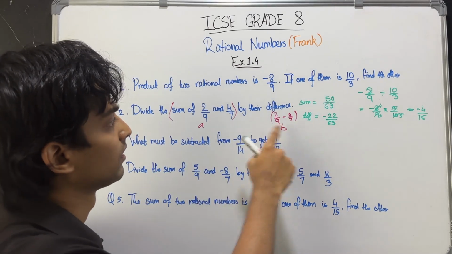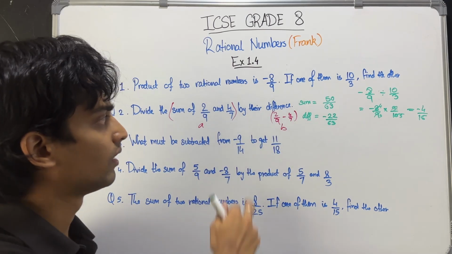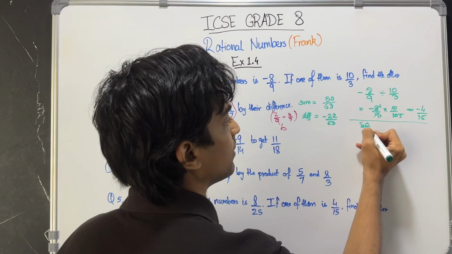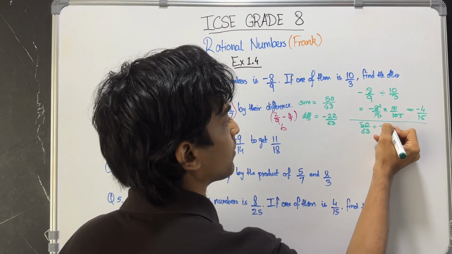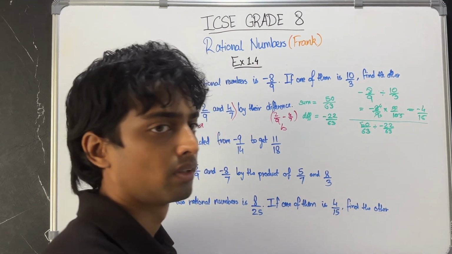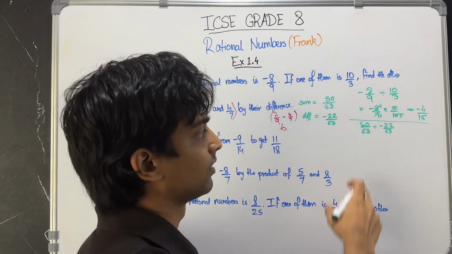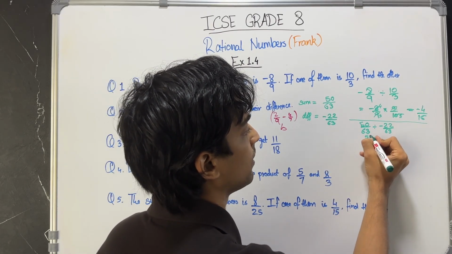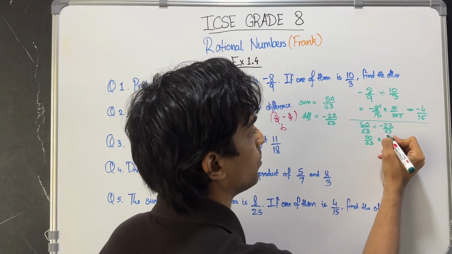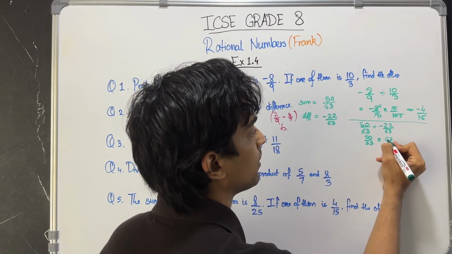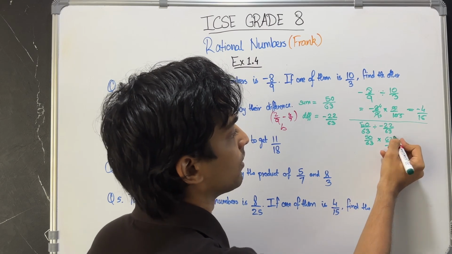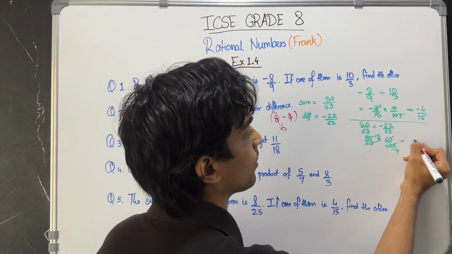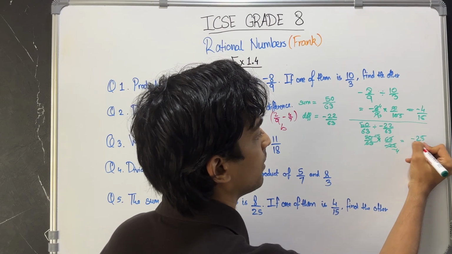The sum, when we add, we get 50 by 63. The difference we get is minus 22 by 63. 50 by 63 divided by minus 22 by 63. If you want to change division to multiplication, we have to take the reciprocal. So we'll get 50 by 63 into 63 upon minus 22. This is cut, 2 25s are 50, 2 minus 11s are minus 22. So the answer is minus 25 by 11.